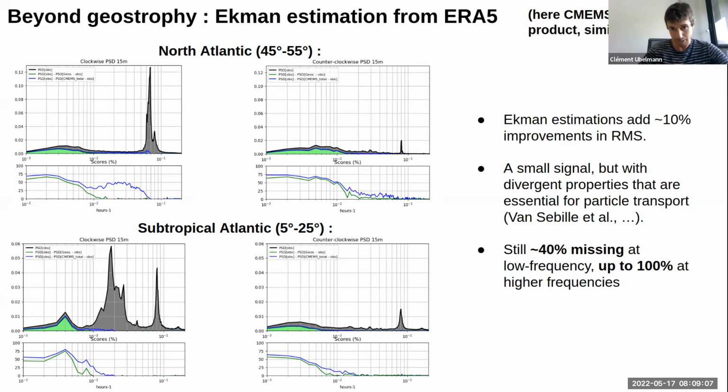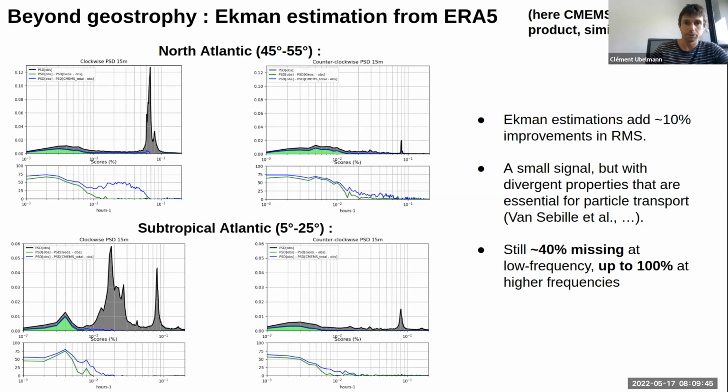So even with Ekman estimation, and it's probably similar, I guess, in Oscar, there would be 40% missing, even at scales that have no sampling issue in the observation systems, right? And also note that Ekman is small, but it's a very worthy contribution because there are some divergent properties. Just as a reminder, of course, the geostrophic velocity has no convergence and divergence, and that's very essential for particle transport. I remember Eric Van Sebille made a really nice illustration of this point.